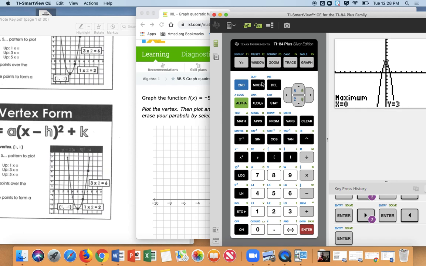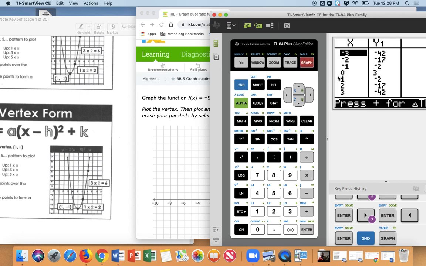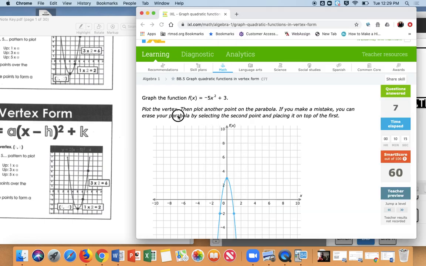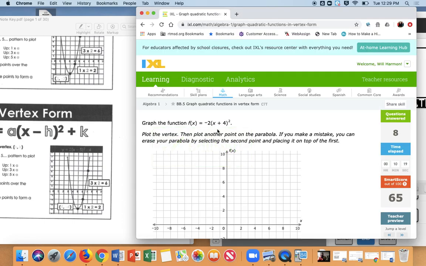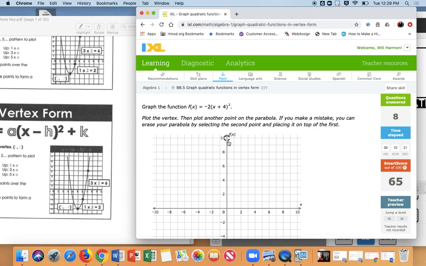All right, so that's how I would know to plot the point 0, 3 to choose this one. Again, notice it's going up, up, up, up, up, and then it starts going back down, telling me that this is my maximum value, and that's my vertex. So there's 2 ways to do it on the calculator, and I've been showing you the one way here. So again, let me do this one real quick.